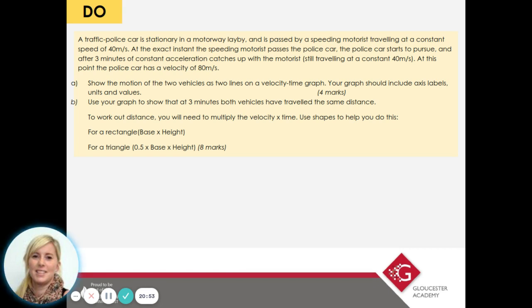You then need to use your graph to show that at 3 minutes, both vehicles have travelled the same distance. So to work out distance, which is the area under the line, we use shape. So we're working out area basically. And for a rectangle, you would do your base times your height. And for a triangle, you do half times base times height.